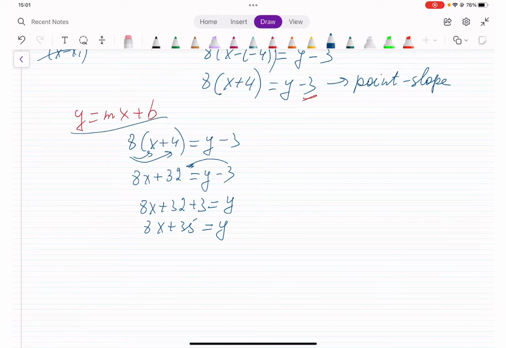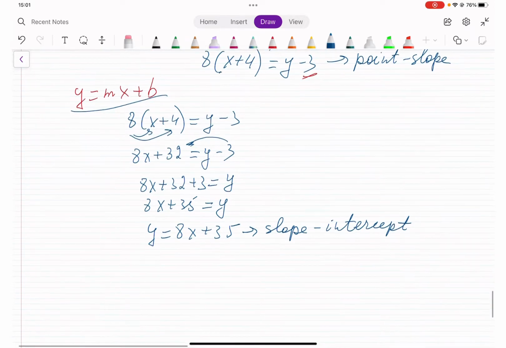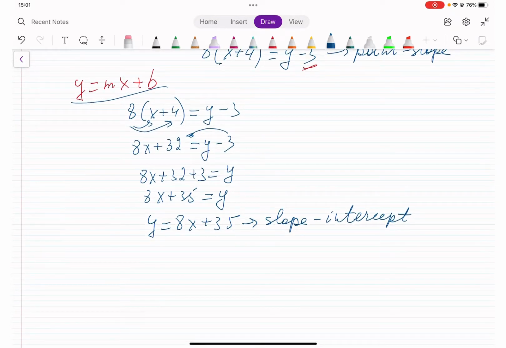So to rewrite in this format, what we are getting here is y is equal to 8x plus 35. Okay. So this is our slope intercept format. Okay, moving to question number 12. We are going to do the same thing.